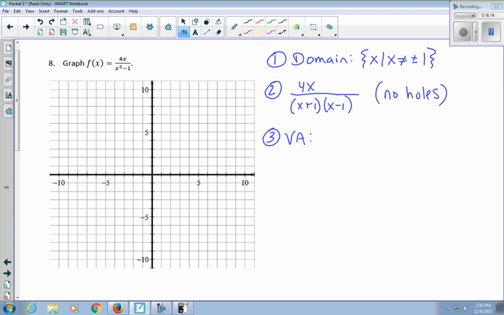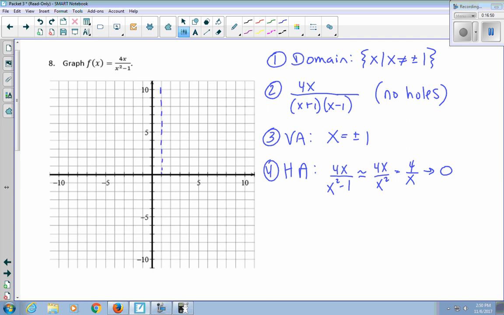3, vertical asymptotes. Those happen when the denominator is 0, so that would happen at x equals plus or minus 1. 4, horizontal asymptotes. Compare the degree of the numerator and the degree of the denominator. So I've got 4x over x squared minus 1. If x is a million, the minus 1 doesn't make much of a difference. So you have 4x over x squared. The x's cancel, and you get 4 over x, which goes to 0 when x is really big. Heads towards 0. So I can plot my asymptotes now.